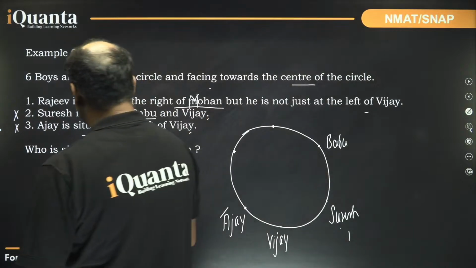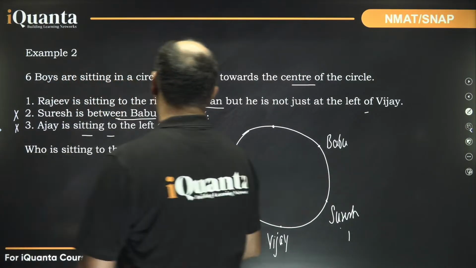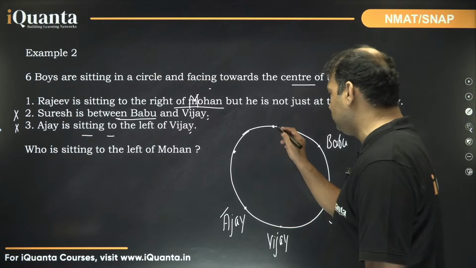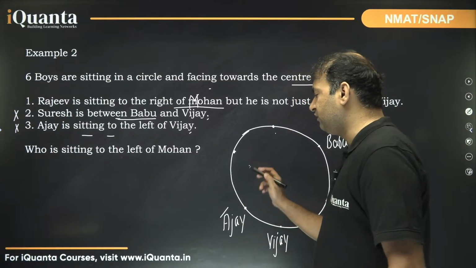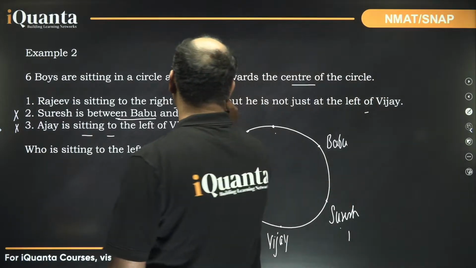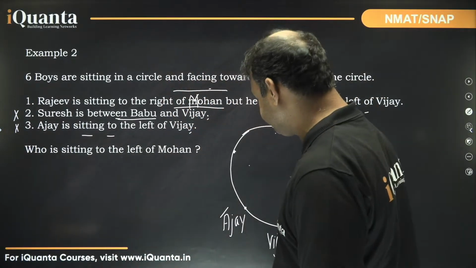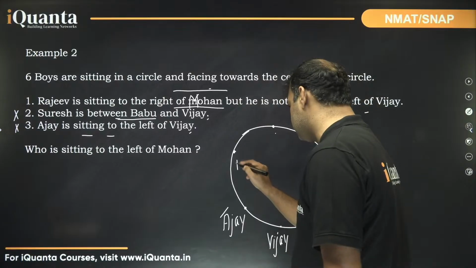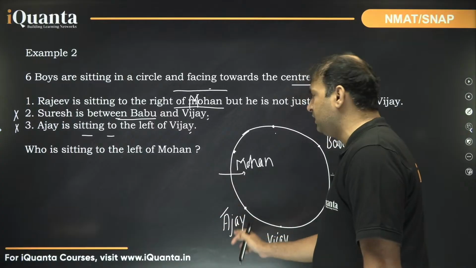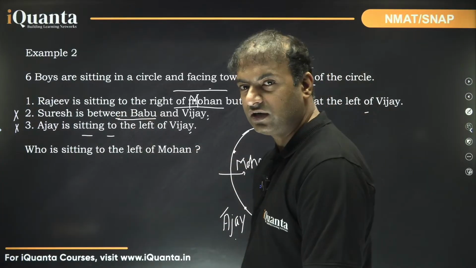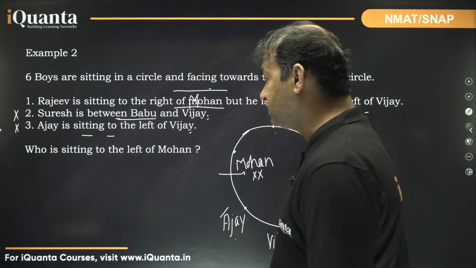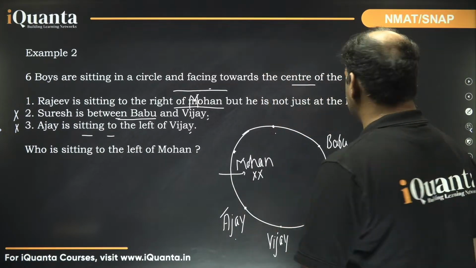It says that Rajiv is to the right of Mohan. Now, if you see, only two places are left, and they should be filled by Rajiv and Mohan only, right? And this point is with respect to Mohan, that Rajiv is to the right of Mohan. Let's say, just an assumption, if Mohan is here, then the right of Mohan will be Ajay, not Rajiv. That means Mohan cannot be sitting here. Simple as this. I just did some hit and trial, right?